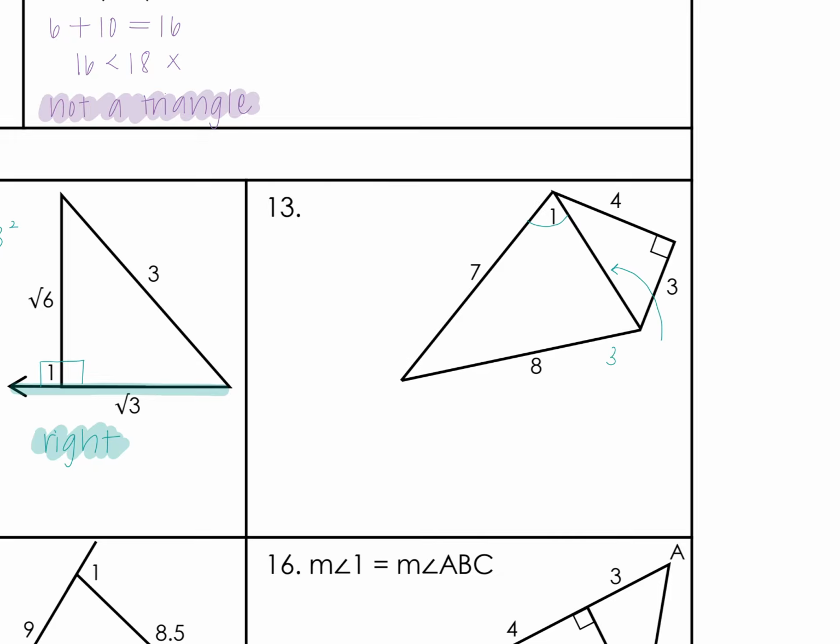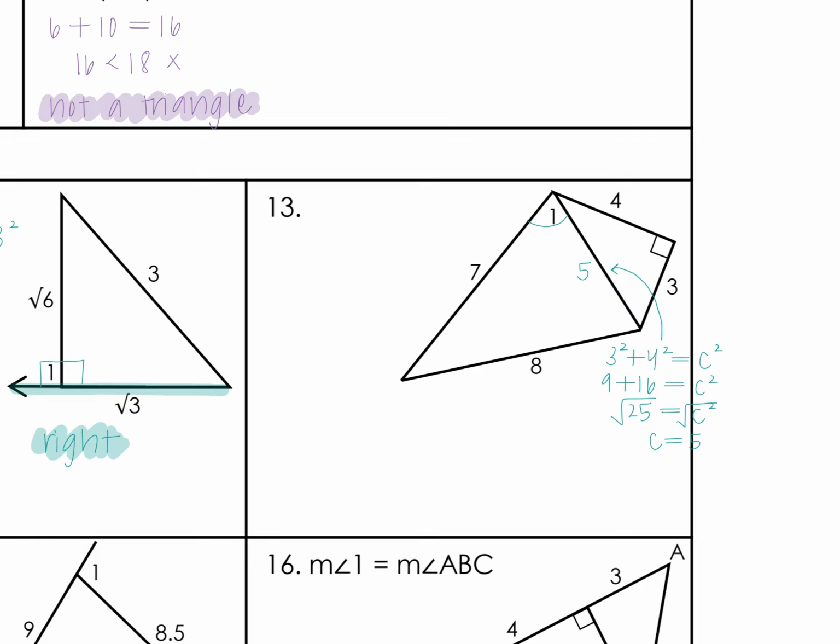Since I do know this is a right triangle, I'm going to go ahead and use the Pythagorean theorem. I'll have 3 squared plus my 4 squared equals my c squared. And so I'll get 9 plus 16 is equal to my c squared. When I add that together, I'm going to get 25 is equal to c squared. And when I square root both sides, I'm going to get that my c is 5. So this length here should be 5.